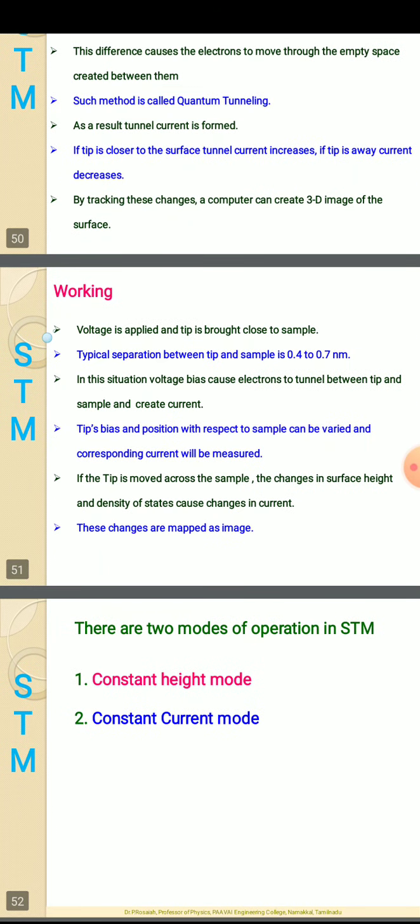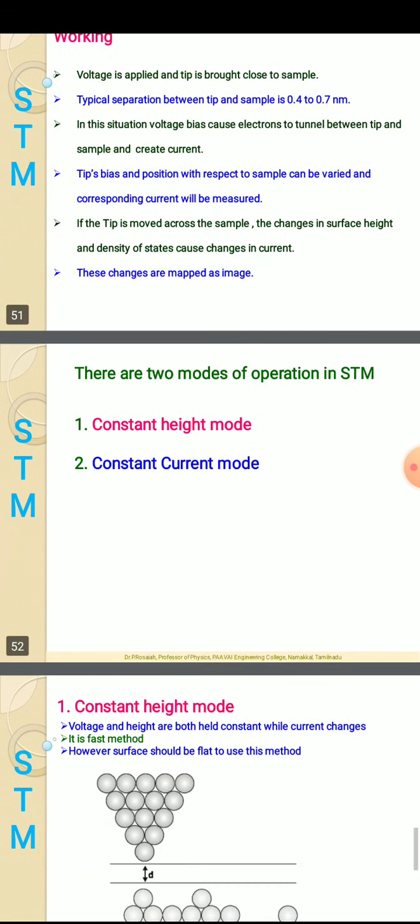There are two modes of operation in the STM. Already in AFM we have seen that there are three types of modes. Here there are two types of mode. One is constant height mode. The second one is constant current mode. From the name itself we can understand.